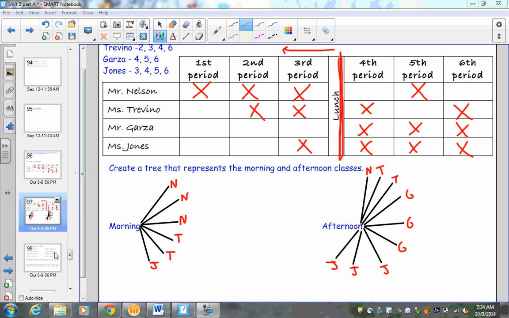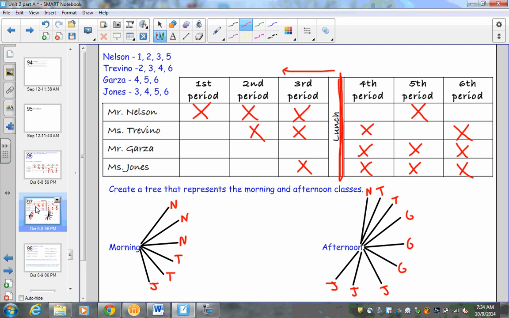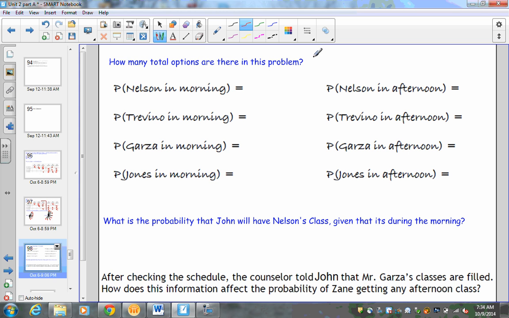All right, so let's answer some questions now that we've got all of our information displayed correctly. How many total options are there in this problem? Well, for total options, you just count how many branches there are. Now, this is a little tricky. I don't want to say tricky, but it's different in the sense that now you're looking at both trees. So 1, 2, 3, 4, 5, 6 in the morning tree. 1, 2, 3, 4, 5, 6, 7, 8, 9 in the afternoon tree. So how many total options are in this problem? Well, that's 15.